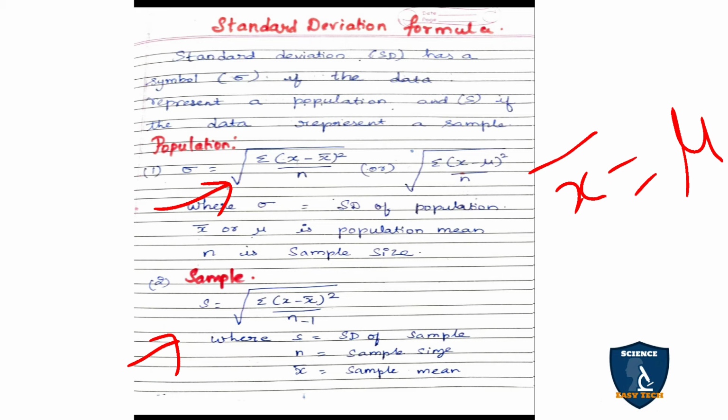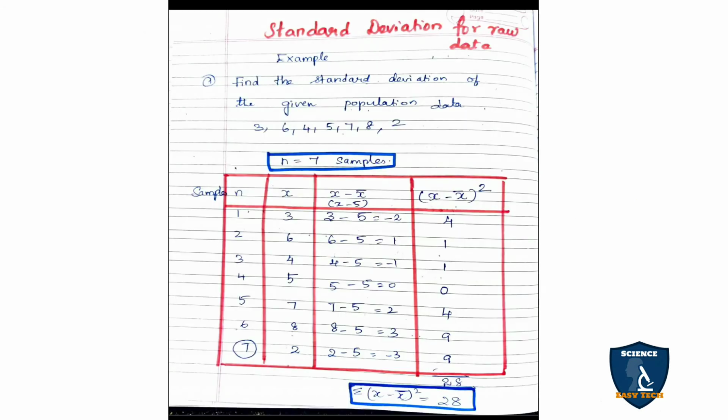Here it is n minus 1. In population it is n in the denominator. In a sample the denominator is n minus 1, where small s is the standard deviation of the sample, n is the sample size, and x bar is the sample mean. So in this, small s represents what? Standard deviation of sample. N represents what? Sample size. X bar represents what? Sample mean.